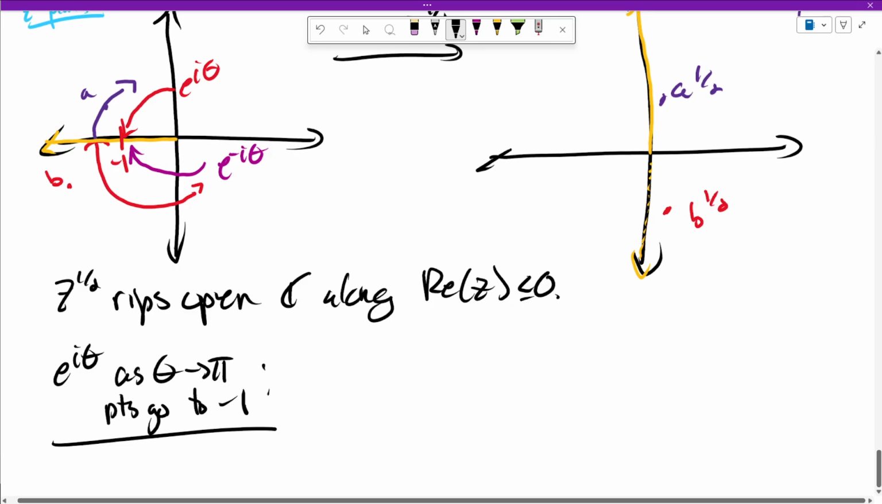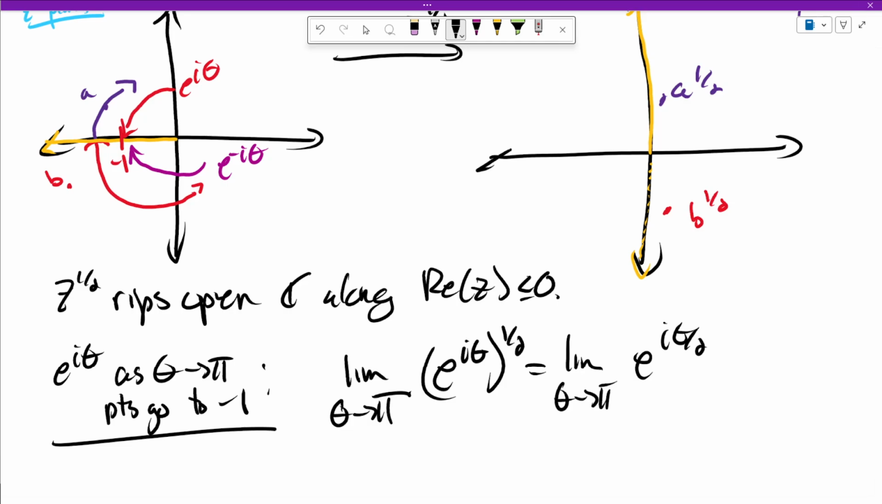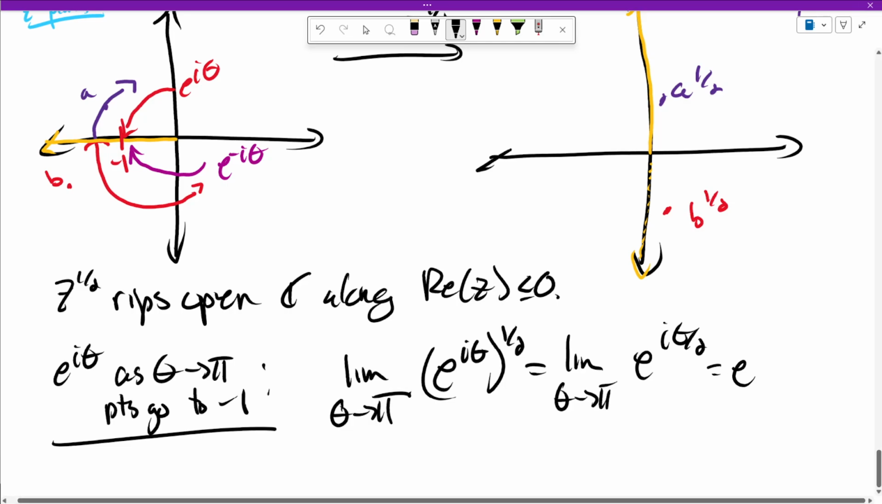Okay, so let's look at that approach path. We're going to look at the limit as theta goes to pi of e to the i theta to the 1/2. So that's the limit as theta goes to pi of e to the i theta over 2. We haven't proved this, but the exponential function is a continuous function, and we can just plug in our pi. And that is a principal argument of 90 degrees, and so we get i from that.